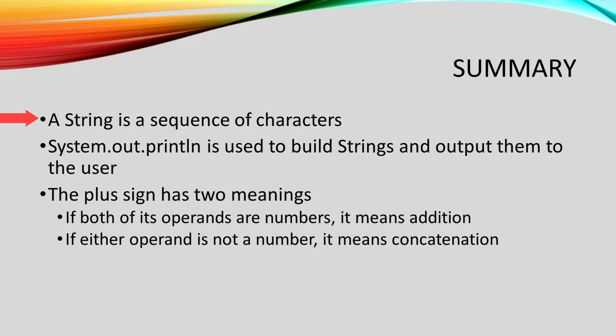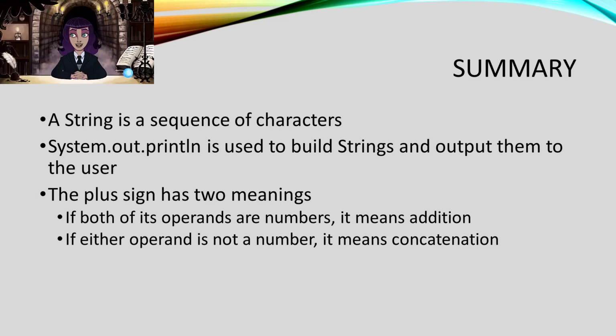In this video, we learned that a string is a sequence of characters, and that we use System.out.println to build strings and output them to the user. As a side effect of that, we realized that the plus sign has two meanings. Sometimes it means addition, if both of its operands are numbers, and sometimes it means concatenation, which is stick two things together, and that happens if either one of its operands is not a number. And we also learned that when you try to be the machine, you really have to pay attention to the details.